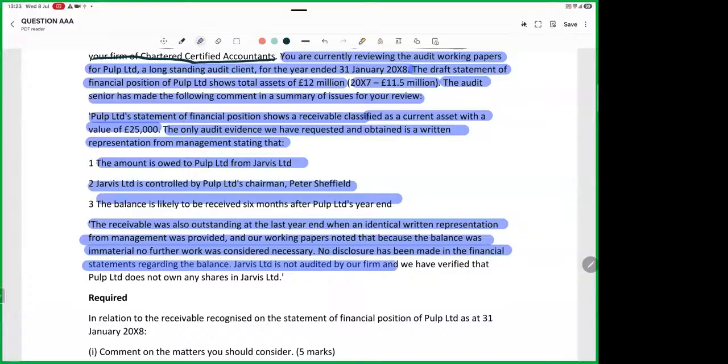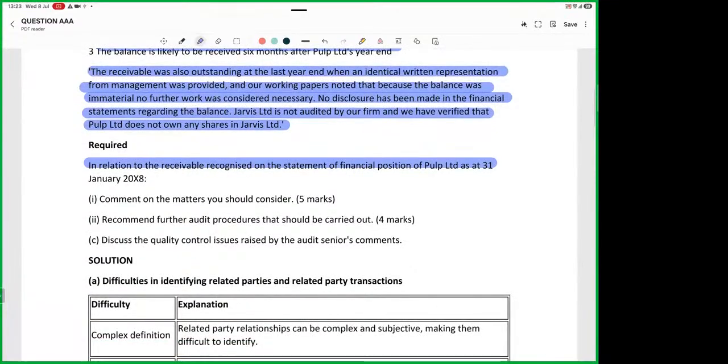Jarvis Limited is not audited by our firm, and we have verified that Pulp Limited does not own any shares in Jarvis Limited. So in relation to the receivable recognized on the statement of financial position of Pulp Limited as at the 31st January 20X8, comment on the matters you should consider. 5 marks. Recommend further audit procedures that should be carried out. 4 marks. Discuss the quality control issues raised by the audit senior's comments.